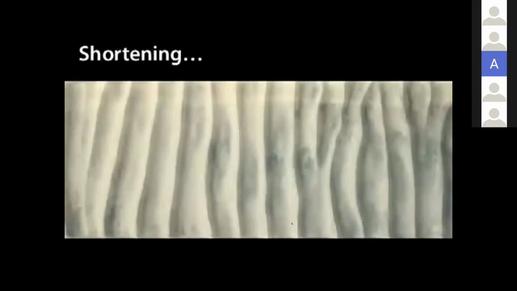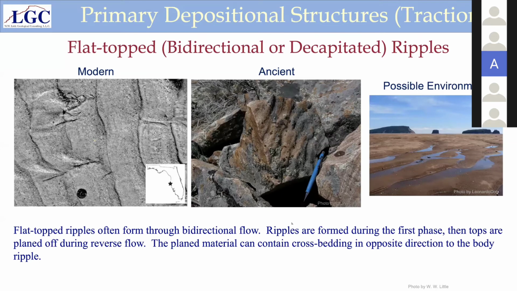Okay, those are the two types of ripples that we focus on most of the time. They're the ones that we see most commonly. But there are other types of ripples, and I want to go ahead and go through a few of these because some of them are quite important. One of them is referred to as a flat top ripple. In the literature, you'll also see them called bidirectional or decapitated ripples. And I prefer the descriptive term flat top because that avoids any type of interpretation. These are very commonly found on tidal flats.